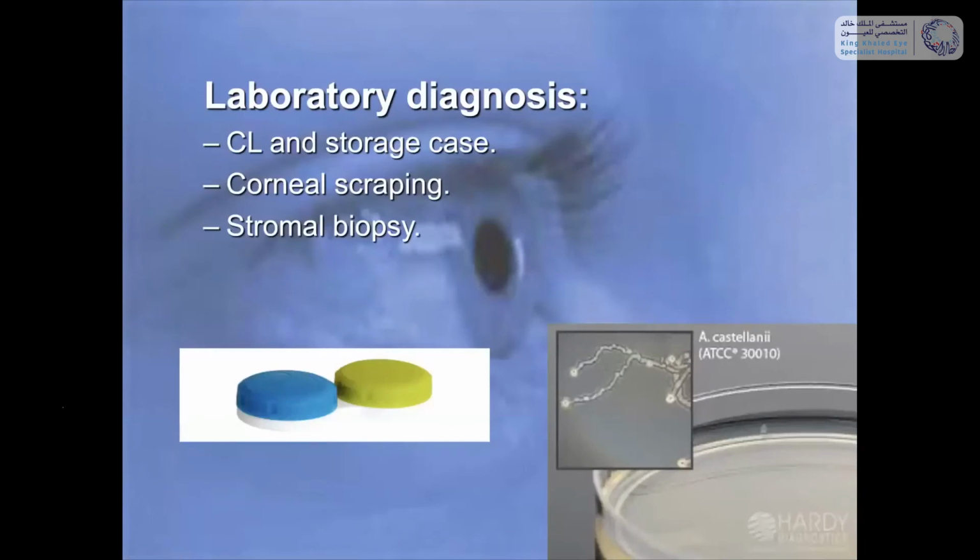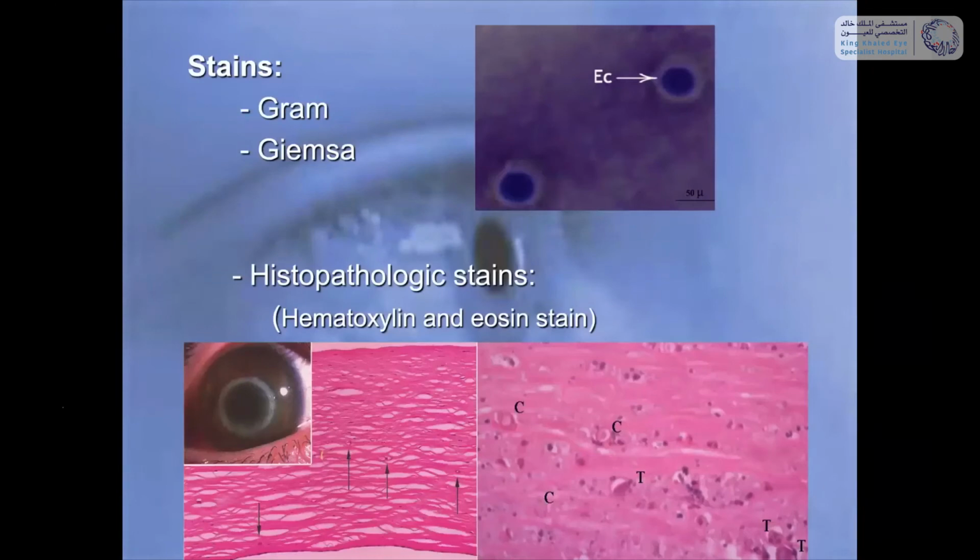What about the laboratory diagnosis? We usually take samples from the contact lens storage case, corneal scraping, and corneal biopsy. And these scrapings, usually we send to Gram and Giemsa. This is the Giemsa stain. As you can see here, the Acanthamoeba cysts. Sometimes we use histochemical, histopathological staining like infiltrate and Al Mezaine stain. And you can see here the small cysts in the corneal stromal tissue.